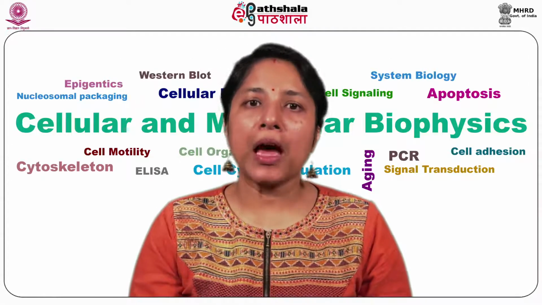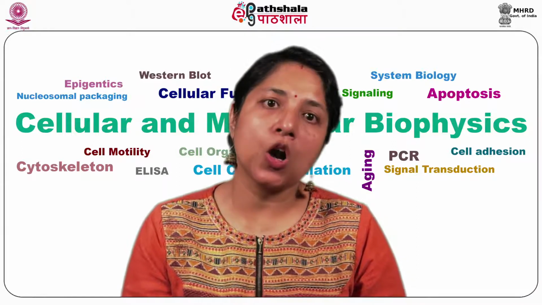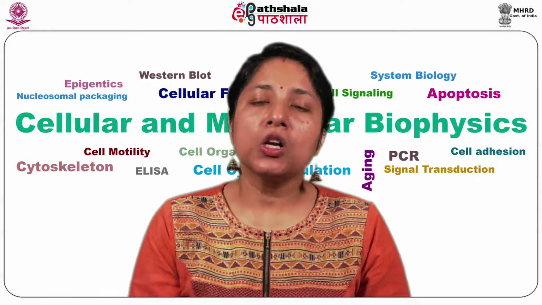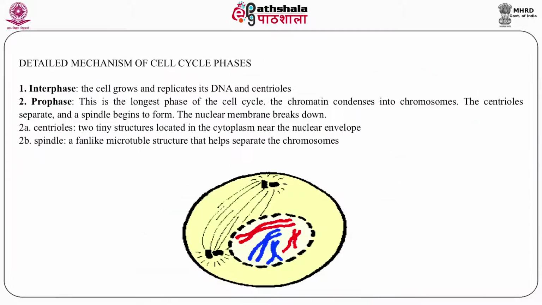Now, just to describe what happens in the various phases of the cell cycle, we'll go further in detail. To start with, there is the interphase. Now the cell grows and replicates its DNA and the centrioles. Prophase is the longest phase of mitosis. The chromatin condenses into chromosomes, the centrioles separate, and a spindle begins to form. The nuclear membrane breaks down.